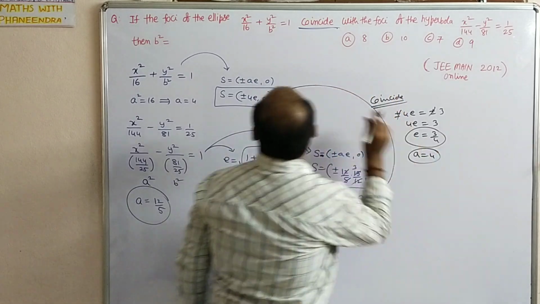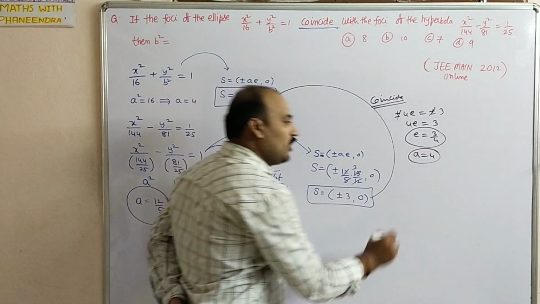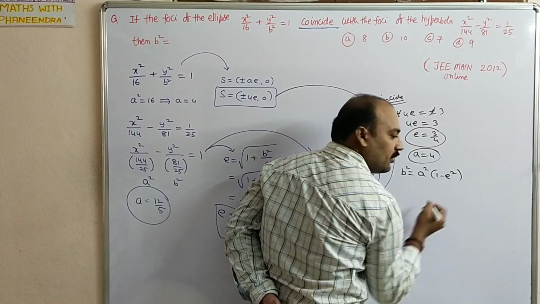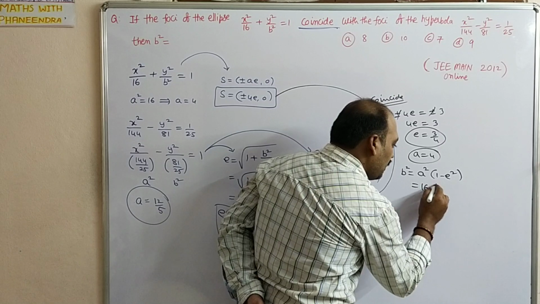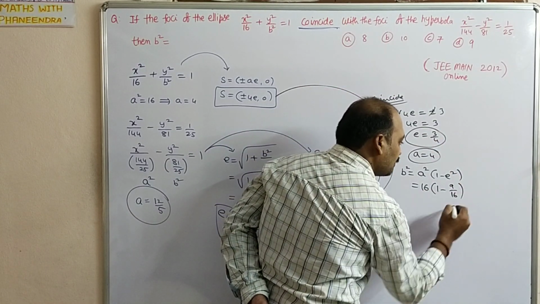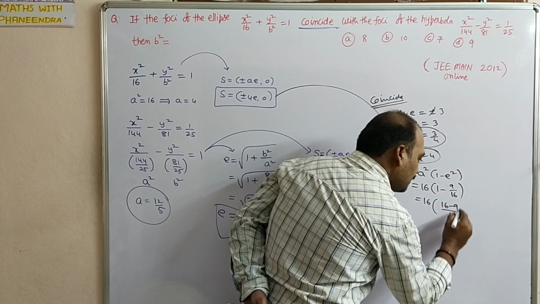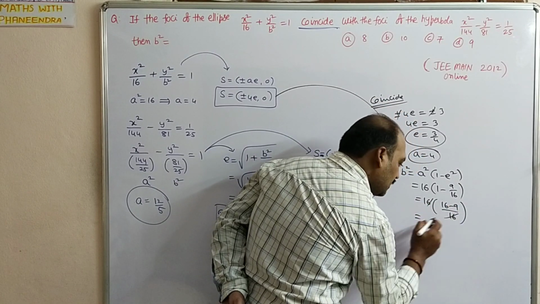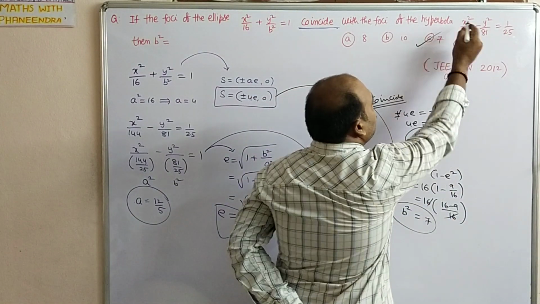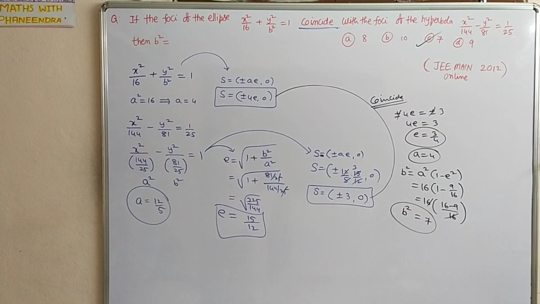So we got the eccentricity value, and for this ellipse a square value is 16, a is equal to 4. They are asking to calculate the value of b square, and you know b square is related to the ellipse. So in the ellipse b square equals a square into 1 minus e square. So a square value 16 into 1 minus e square, 3 by 4 whole square, that means 9 by 16. So 16 into 16 minus 9 divided by 16. 16 gets cancelled, 16 minus 9 is 7. So the value of b square equals 7, which is the third option. We will move to the next question.